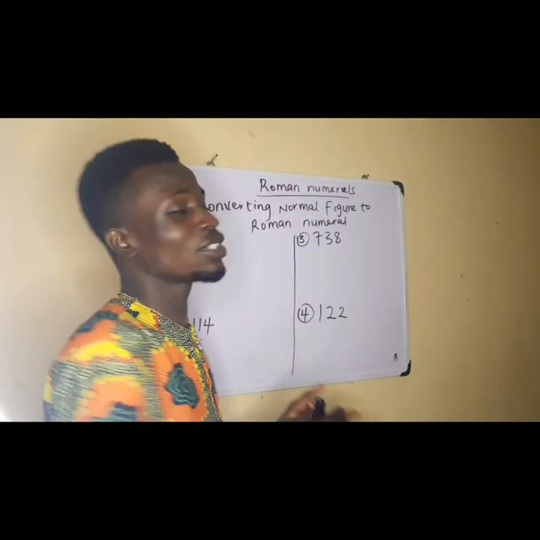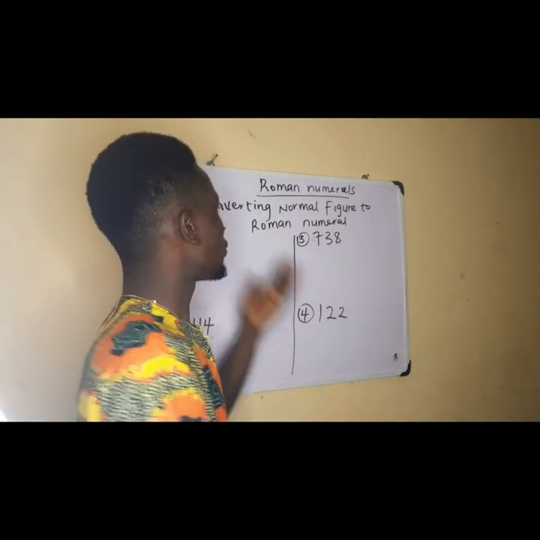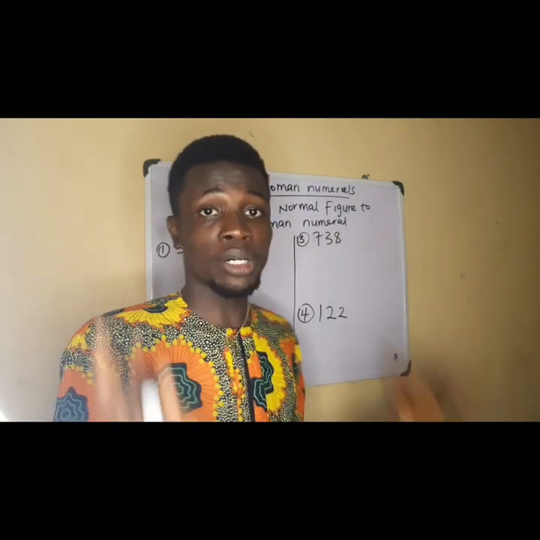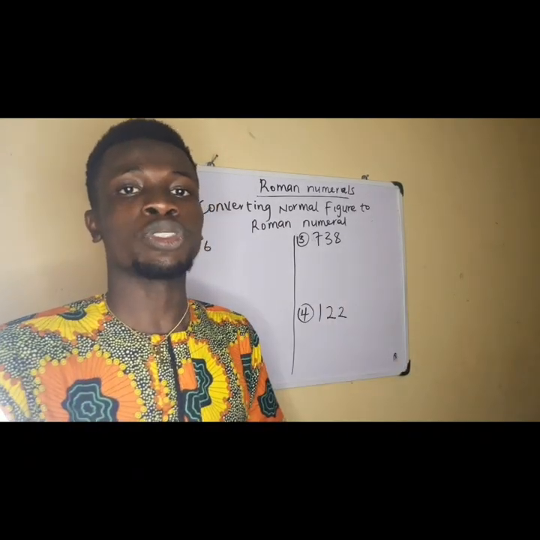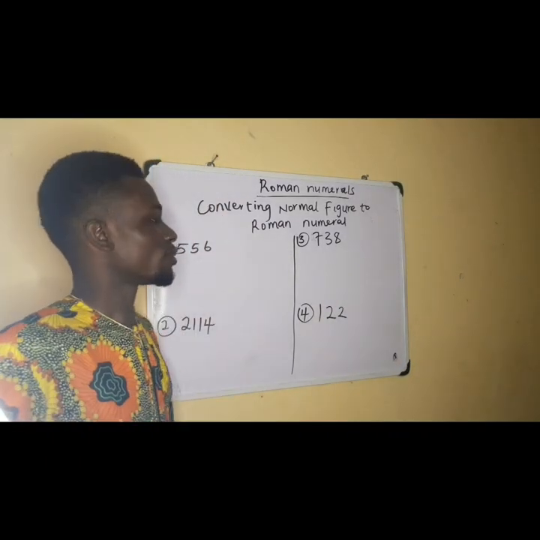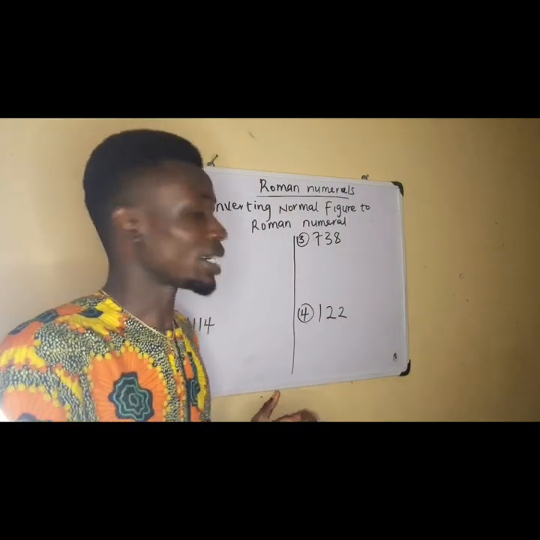Now, we are continuing from where we stopped, which is Roman numerals. But in today's class, we'll be converting what? Normal figures or normal whole numbers. We're going to be converting them to Roman numerals, and you'll see how I'm going to do that. I have a list of questions on the board that we are going to solve. So let's start right away.